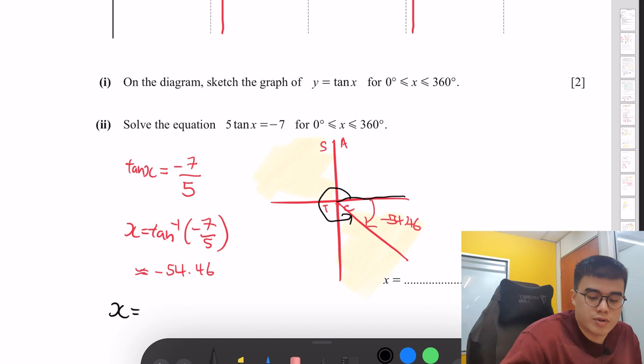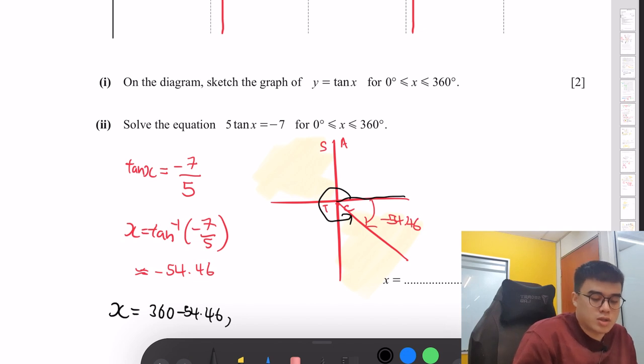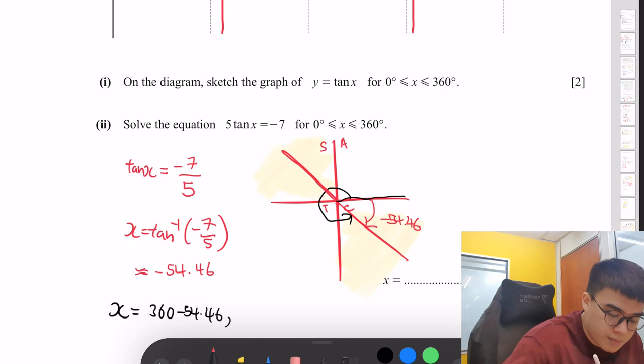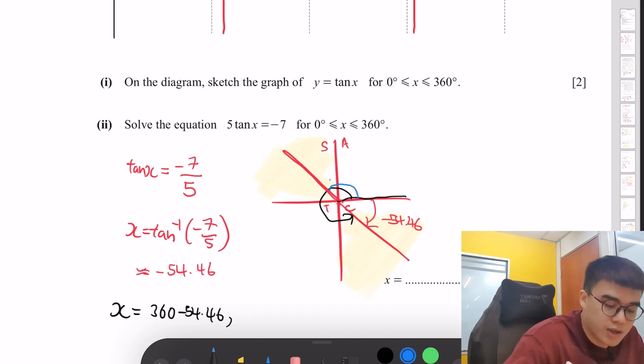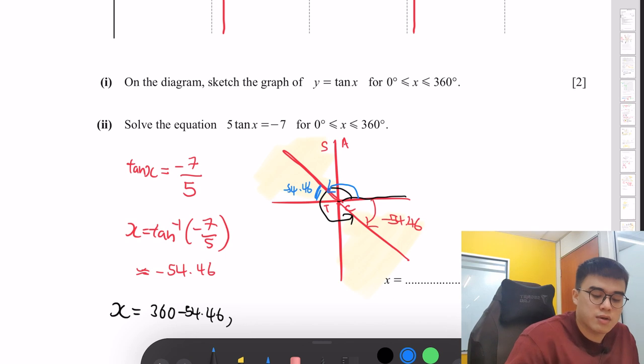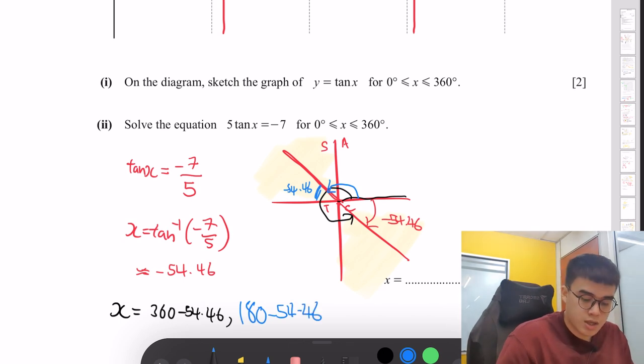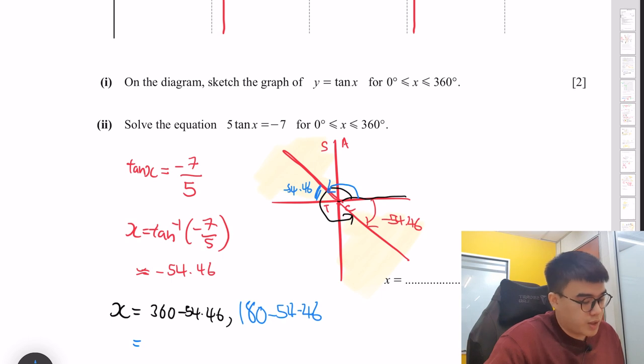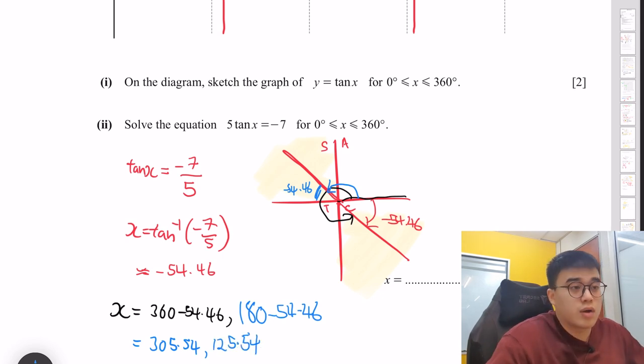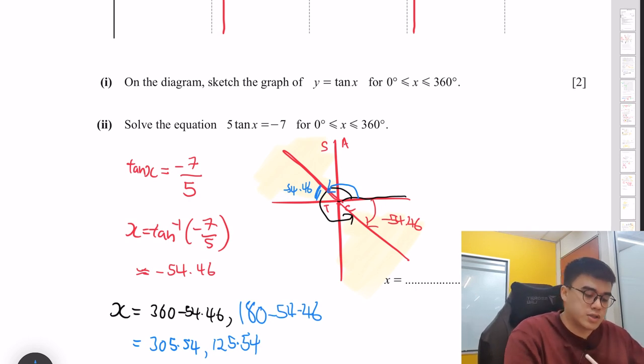So our x result will be 360 minus 54.46, followed by the other one, which is this red line here as well, but this time it is from the black line to here only. So the 54.46 will be transferred over here to make this calculation possible. I'll be taking 180 minus 54.46. So with this, the two results should be 305.54 followed by 125.54. So these two will be the final answer.